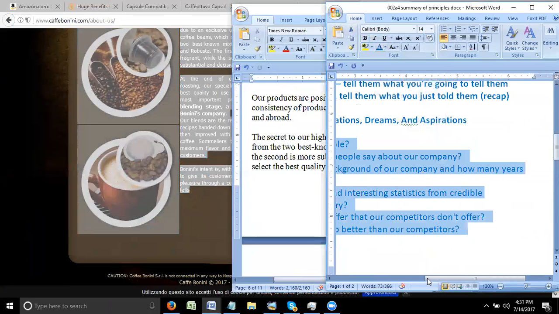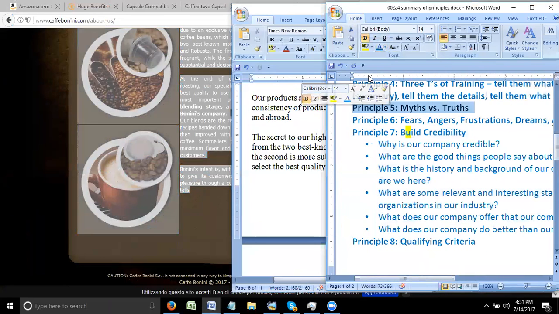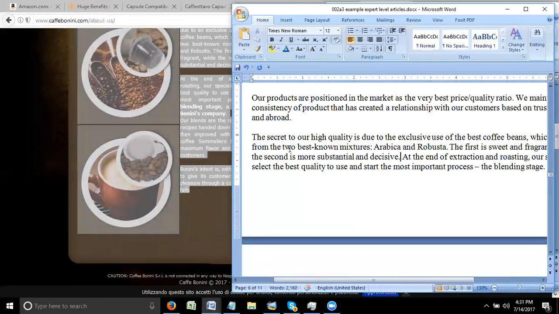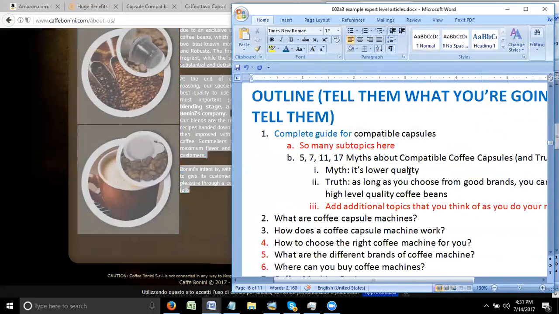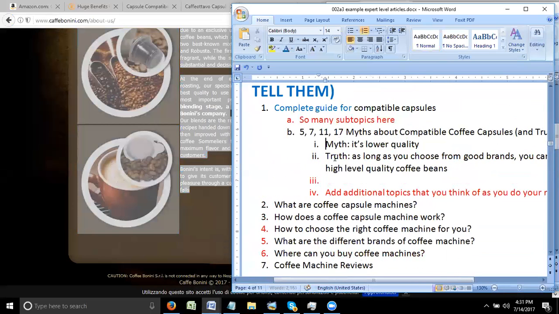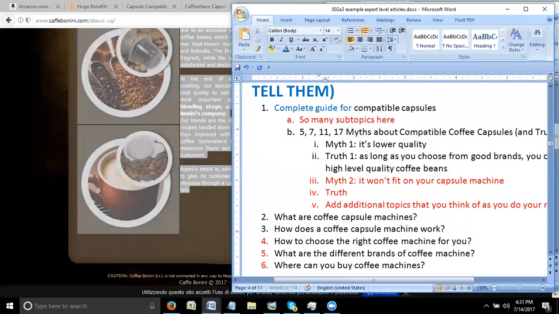Now, I remember that we only have one myth versus truth. So I'm just going to go back there at the top. I have some new ideas based on the research that we just did. Another myth. So let's just number this. Myth 1 and truth 1. Myth number 2 is that it won't fit on your capsule machine. Truth number 2 is it's designed so that it works on your capsule machine.